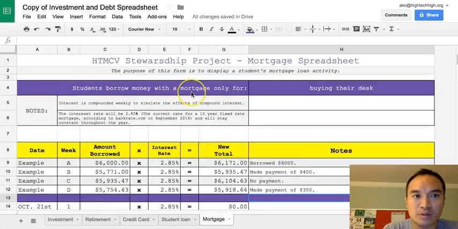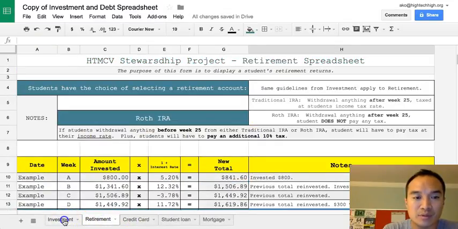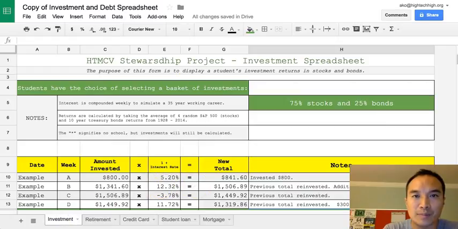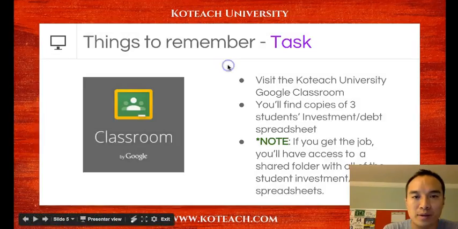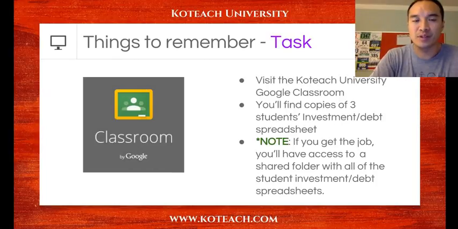So that's how to work the investment debt spreadsheet. I know it was a lot. If you have questions, it's actually all right here. This is going to be staying up there for every single tab. So if you ever need a refresher, it's right there. All right. So things to remember as you walk away from this. I know it was a longer video.